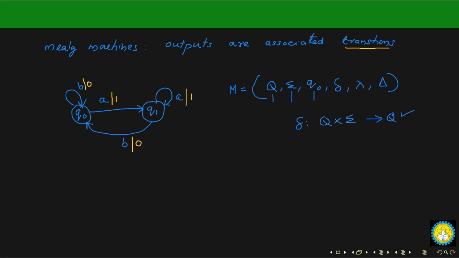And then you have another function called lambda. Lambda is a function which is defined from Q, that is the set of states, to the set of outputs. So everything remains the same as that of a Moore machine. The only practical difference here is that all the outputs are associated with transitions. So that's a key difference that you need to understand, right?